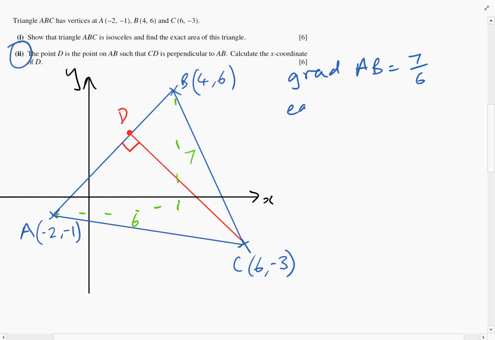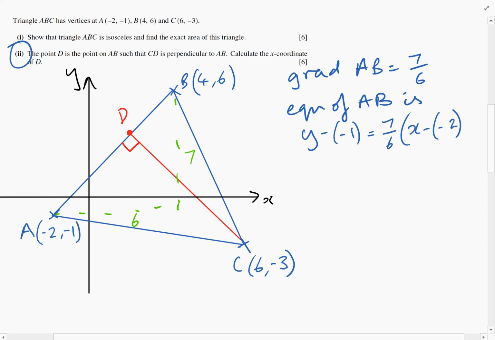So the equation of AB, if we use y minus y1 equals m(x minus x1), I'm just putting in the coordinates for A here, but you could use the coordinates of B if you liked. That would be 7 over 6 (x minus 2). So we have y plus 1 equals 7 over 6 (x plus 2). Let's get rid of the fraction. Let's multiply everything by 6. So we get 6y plus 6 equals 7(x plus 2).